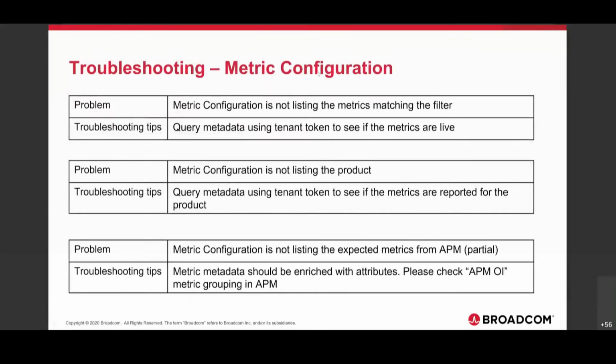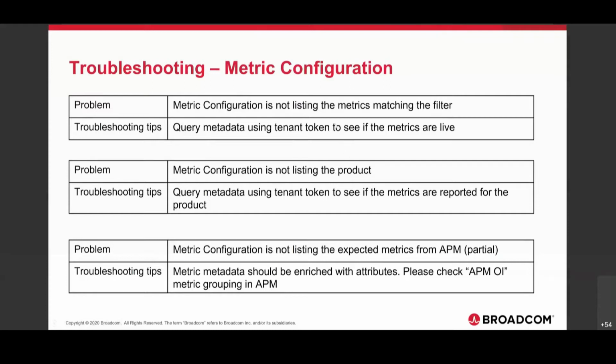So purely from the metric configuration side, the common ones that we generally see is, while trying to create a group, we might not see the metrics that we intended to see. So that is one of the common ones. And the next one is the product itself might not be visible, right? In the metric configuration, the primary first filter is to choose the product before going into filtering the metrics. So the product itself might not be visible.